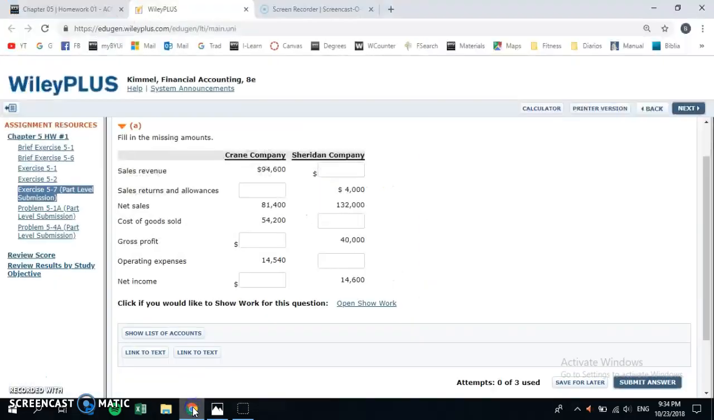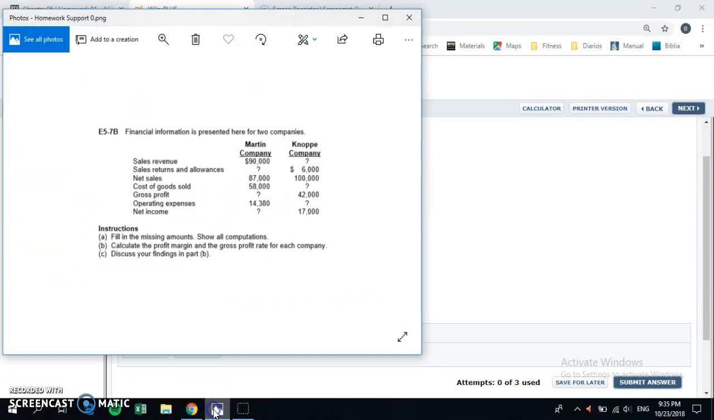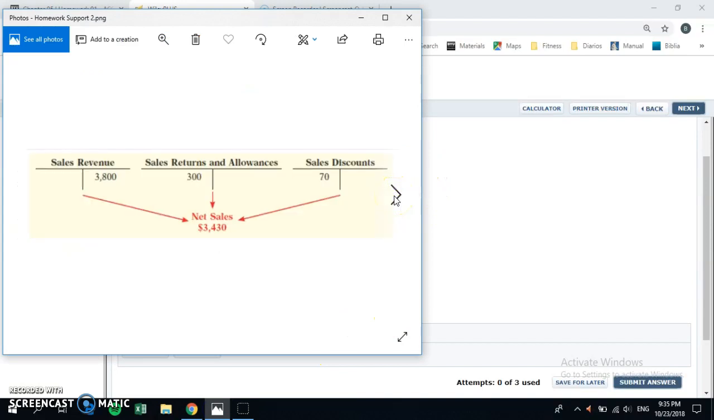Now we're going to try and do it live on Wiley Plus. The first thing we have to take into account is that we're not given the figure of net sales straight away. We have to first fill these blanks. So first we're going to try to fill these first blanks. And how do we do it? We know that net sales, we're going to show our little help here. This is how net sales is formed.